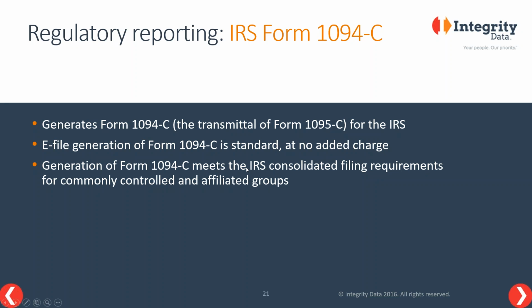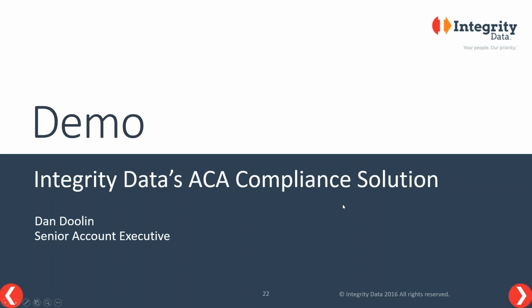The other methodology is an ACA solution that has press button submission, so they've already got the credentialing taken care of and all that. It's just automatically sending over your 1094-Cs electronically to the IRS. That's the preferred method by far. In addition, the system should support 1094-Cs across multiple EINs that are affiliated or commonly controlled. All right, now that we've talked through all of that, let's take a look at how you can do it.